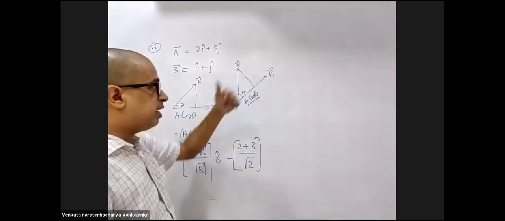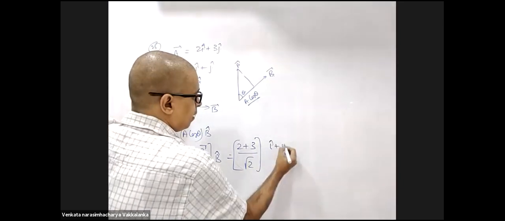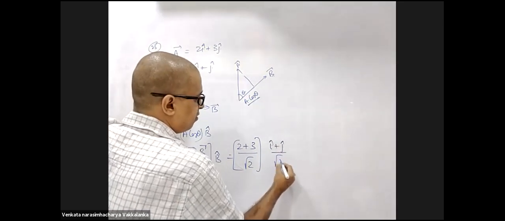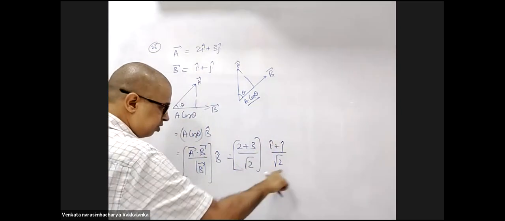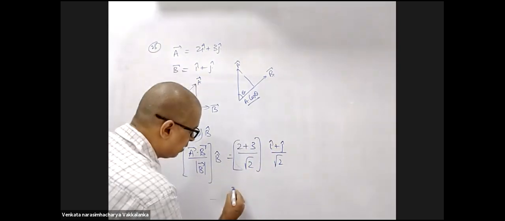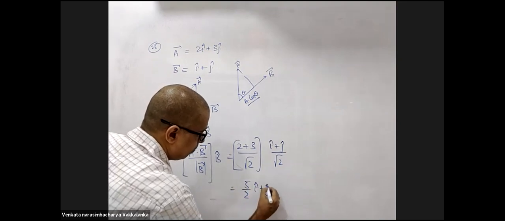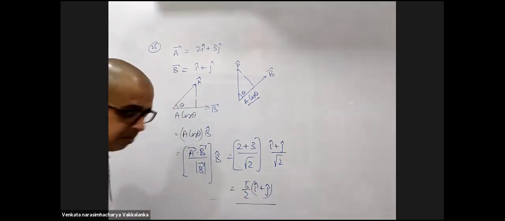Along B, B का direction क्या है? Unit vector: i cap plus j cap divided by the magnitude. Vector divided by its magnitude is unit vector. 5 by 2 into i cap plus j cap will be my answer.